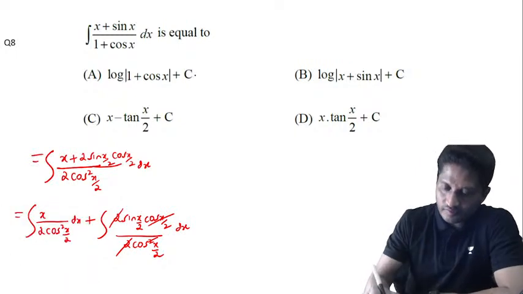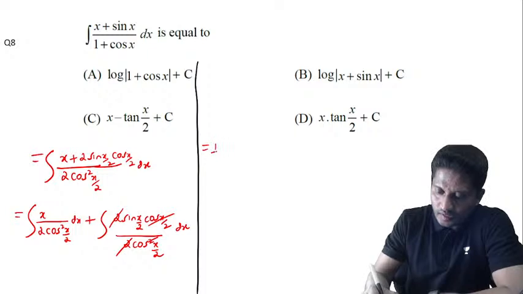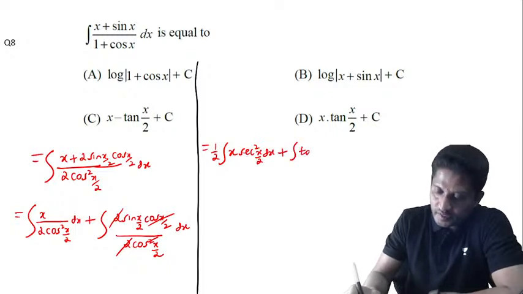Okay, now this is equal to half of integration of x, 1 by cos is sec, you get sec square x by 2 dx. Plus sin by cos is tan, you get tan x by 2 dx.